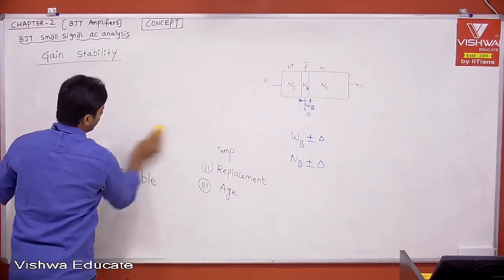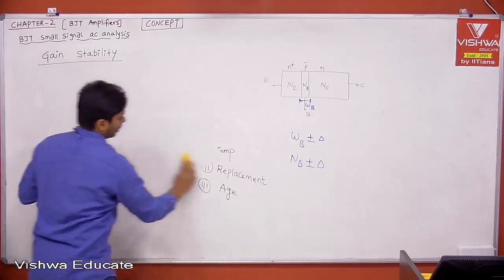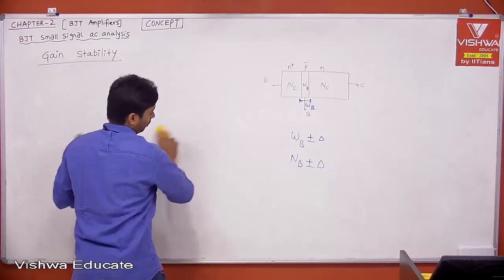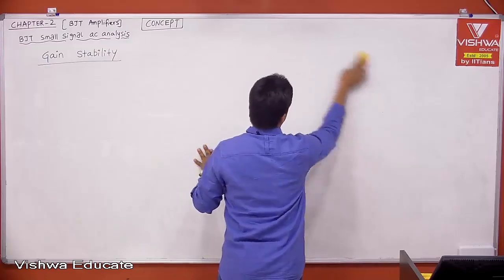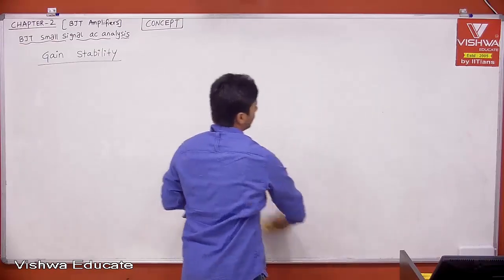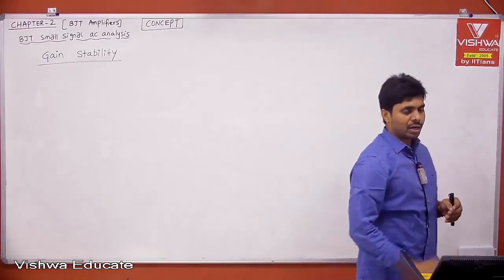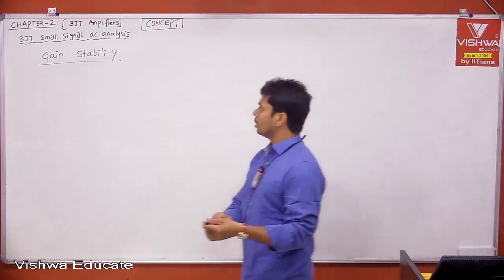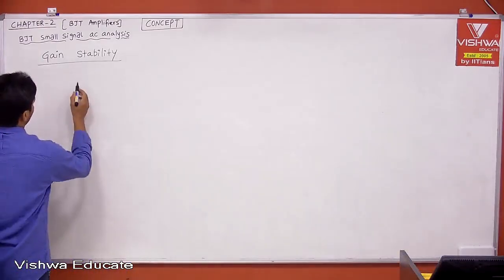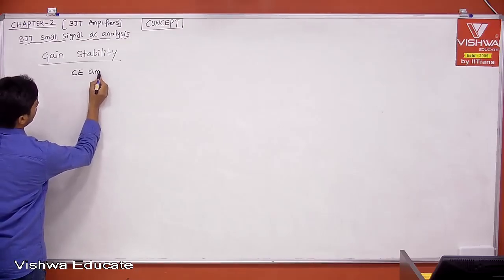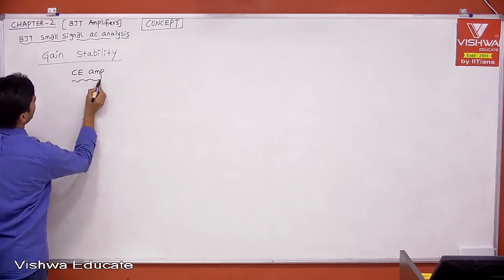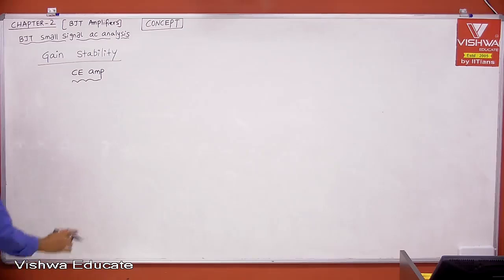Let's see the solution to improve gain stability. Now, let me ask you a question. If you take a common emitter amplifier, this is nothing but your common emitter amplifier, which we had seen, and that is your default amplifier.